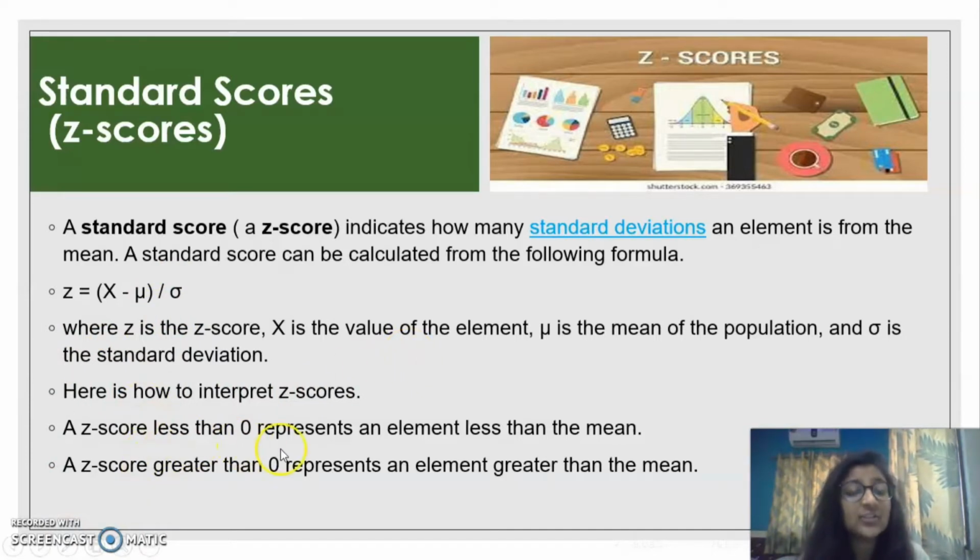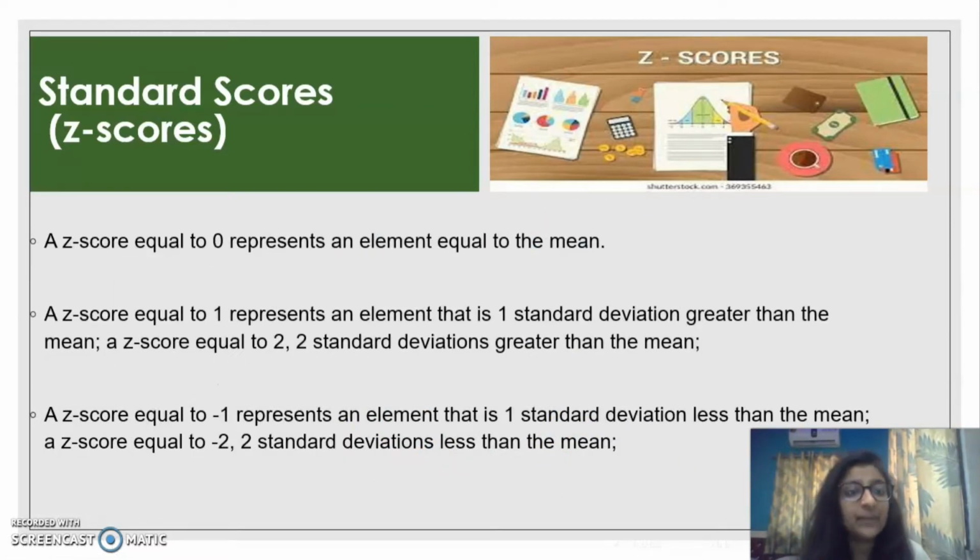Now if your Z score is less than 0, then the element which you are finding is less than the mean. If your Z score is greater than 0, then your element is greater than the mean. If your Z score is equal to 0, then your element is equal to the mean. If your Z score is equal to 1, then your element is one standard deviation greater than the mean. If your Z score is equal to 2, then 2 standard deviations greater than the mean will be your value.